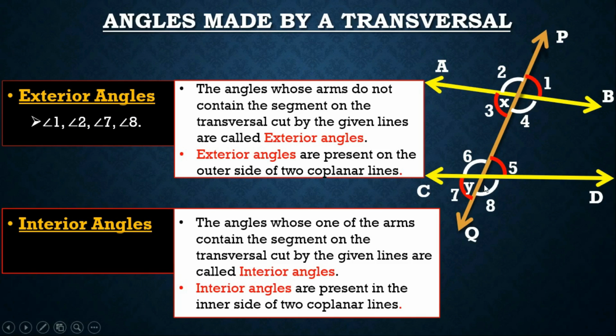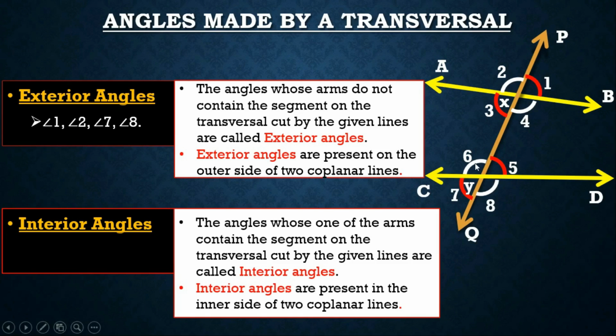Similarly here, angle CYX and angle TYX, both these angles have one arm as a segment of line PQ, and hence angle CYX and angle XYD are known as interior angles. So there are a total of 4 interior angles: angle 3, angle 4, angle 5 and angle 6. Why? Because they are lying in between the two coplanar lines.